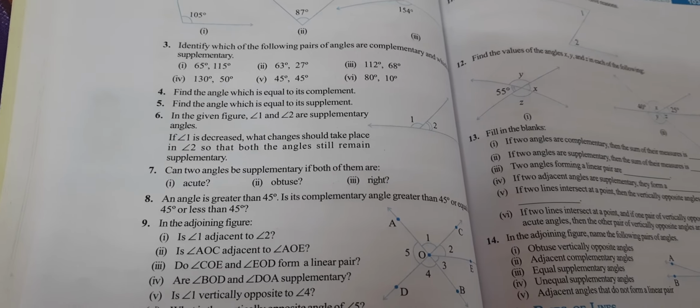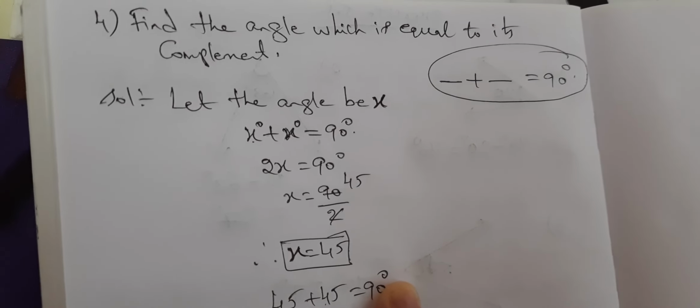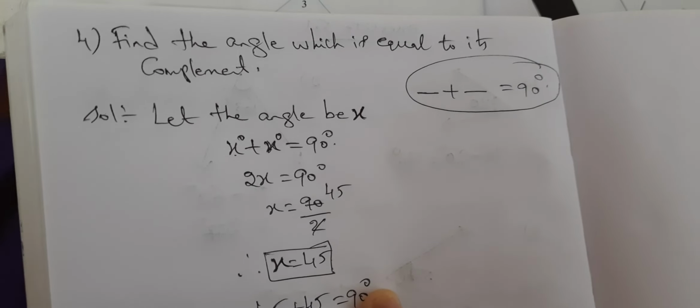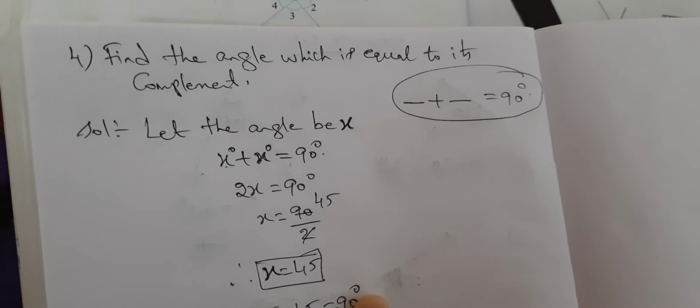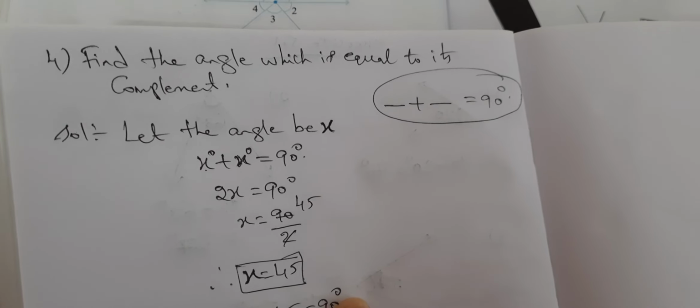Now you see similar is fifth one. Find the angle which is equal to its supplement. I think you can do it as homework. Supplement means what? Supplementary angle is 180 degrees. Same as this only. You can take any variable x, y, z you can take. But here we have taken x is equal to 90 degrees. Why 90 degrees? Because it is complementary. Here when you take supplementary, instead of 90 you get 180. So you can solve that problem. Fifth one you can do it as homework.